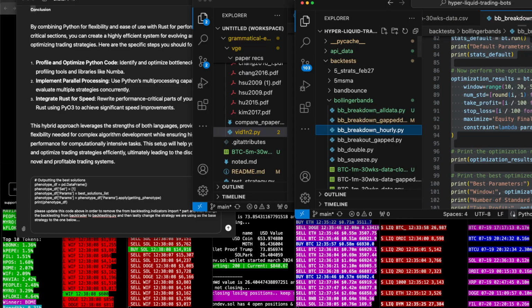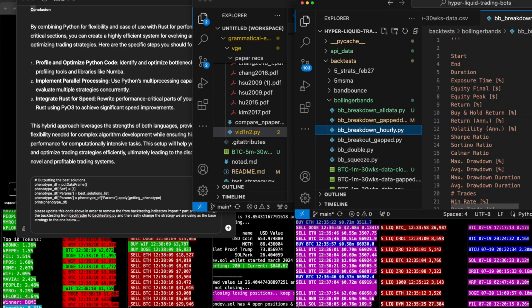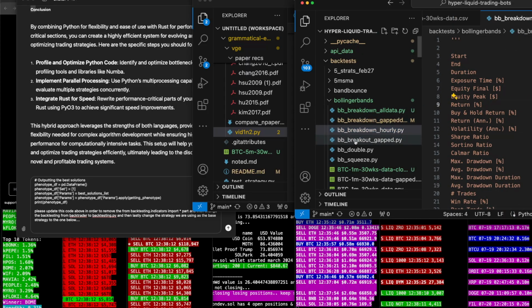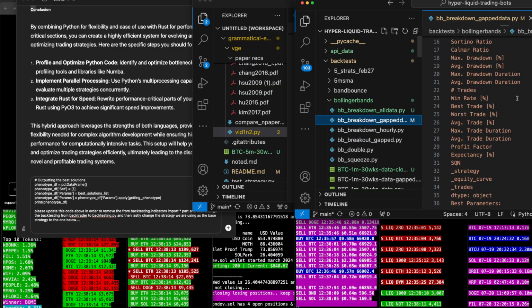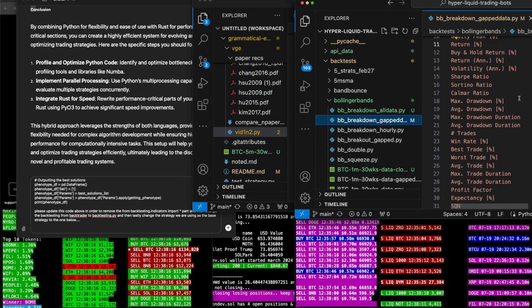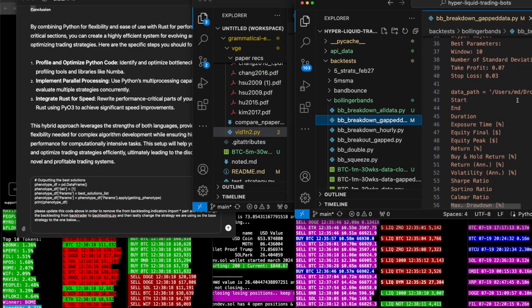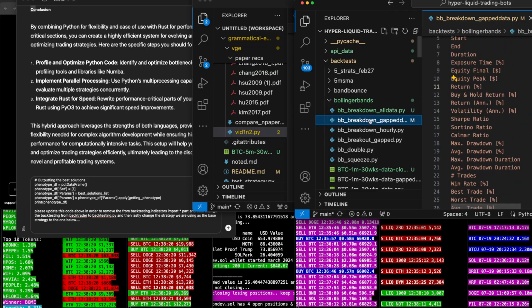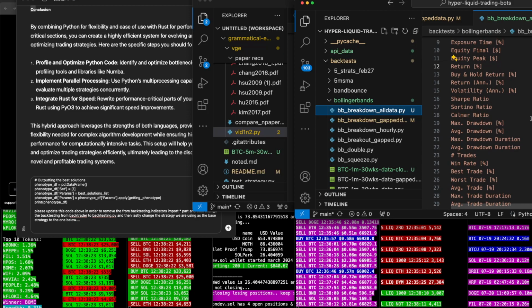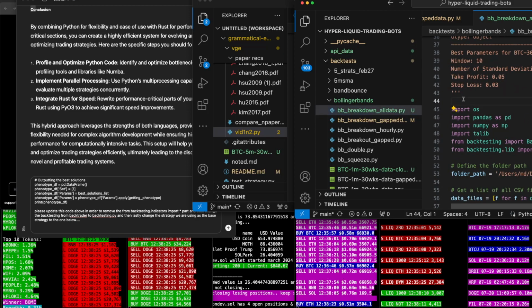Breakdown hourly. I don't want anything too good. Return 37%. This is our best one, but it's just out of one I picked at least. I just don't really want to do it on gap data, so I'm just going to use this strategy. I don't even know what it is.